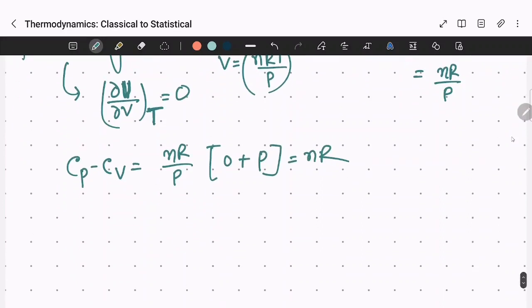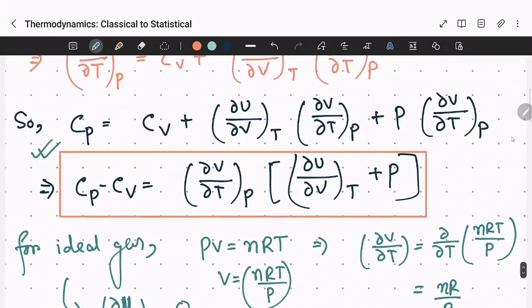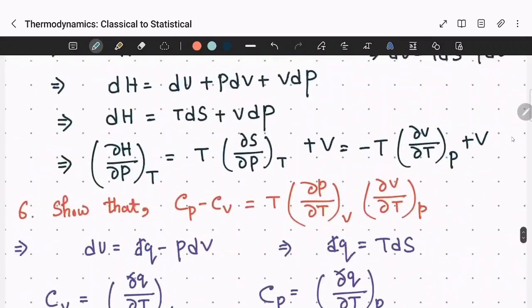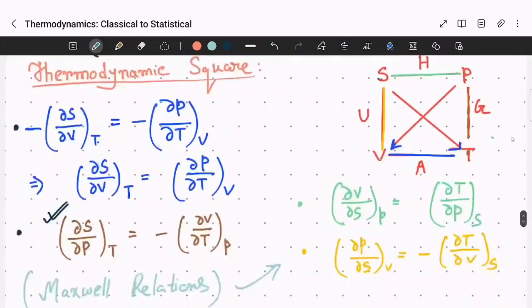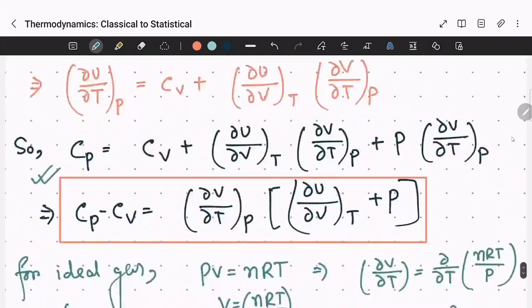These lessons we remember very well, but this is for ideal gas. This is not general. This equation is a general equation, valid for any gases. But what was our question? Our question was, yes, we have to prove this one. Now it's easy to prove.